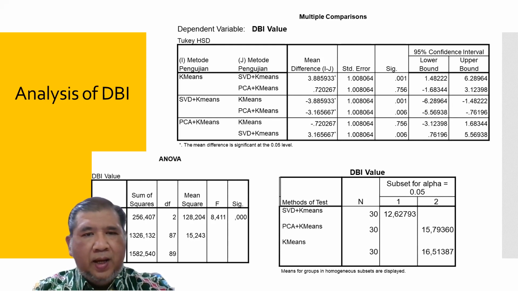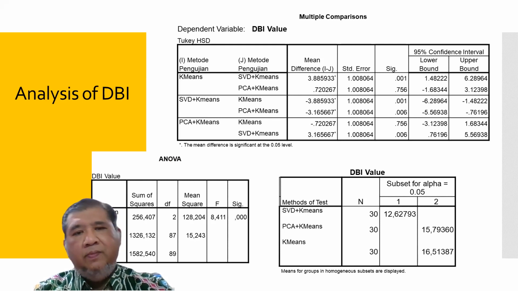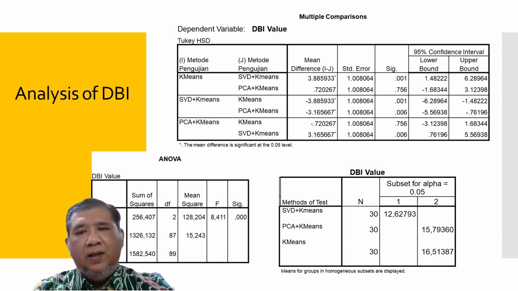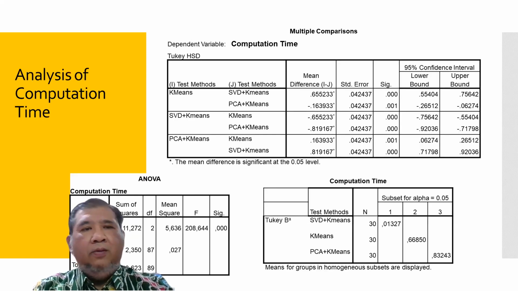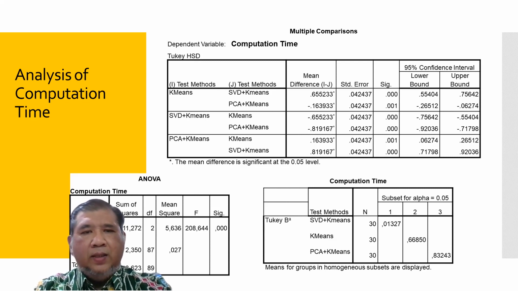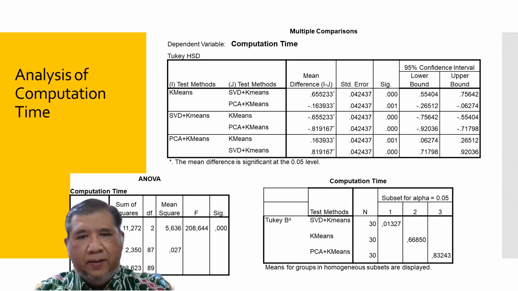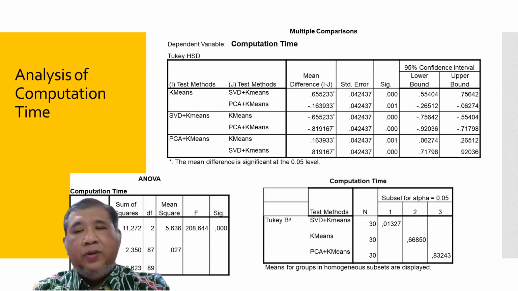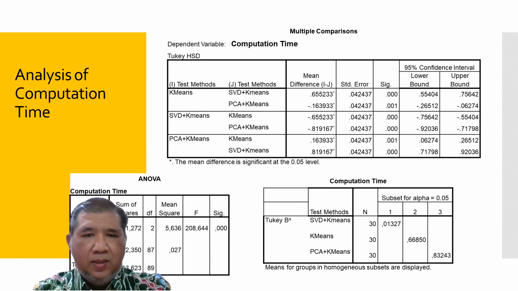And these are the results. For the DBI, we find differences between the groups compared, where SVD is the best one. The PCA, although it gave a lower DBI than K-means only, the difference is not significant. For the computation times, there are three groups of subsets. It shows that all three groups have significant differences statistically. The PCA has a higher computation time than K-means only, but SVD is lower than K-means.